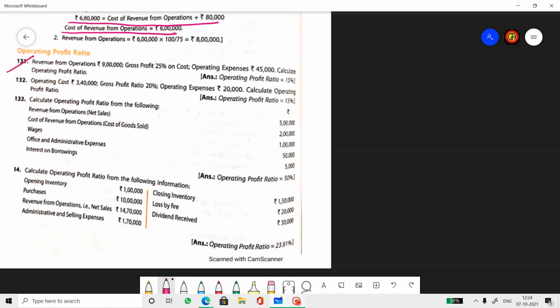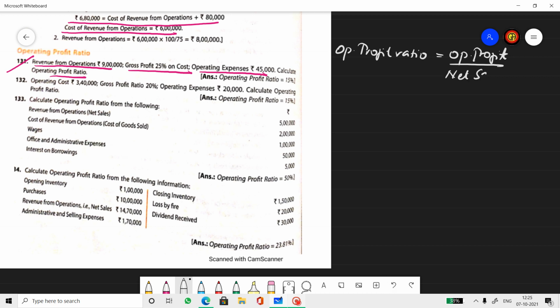Next question, 131, but here we have to find operating profit ratio. Revenue from sales, which is net sales, given as 9 lakh. Gross profit is 25% on cost. Operating expenses 45,000. Calculate operating profit ratio. Now, what is operating profit ratio? Operating profit ratio equals operating profit divided by net sales into 100. Okay, so to find the operating profit, there are two ways.